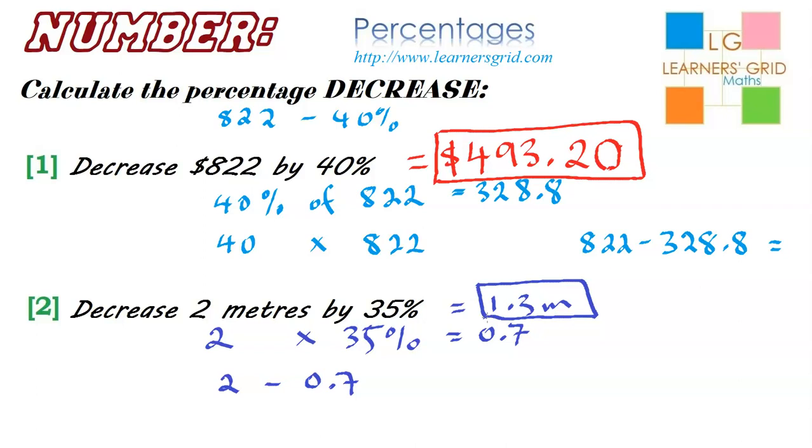So that's how you can use your calculator to calculate percentage decreases. You find the percentage of the amount, and then you subtract whatever that number is from the original amount.